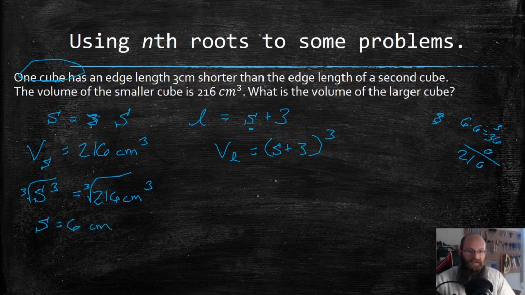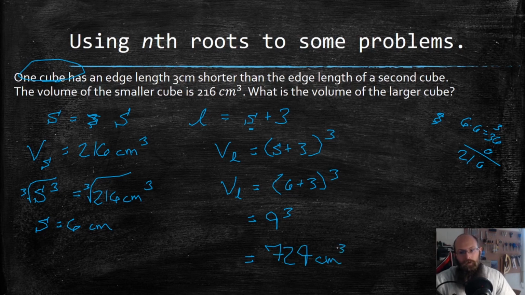So now I plug that 6 in. Volume of my larger one equals 6 plus 3 cubed, which equals 9 cubed, which equals, I don't know, I'm going to cheat and look at the calculator for that. 729. And don't forget your unit, centimeters cubed. Not too bad, right?